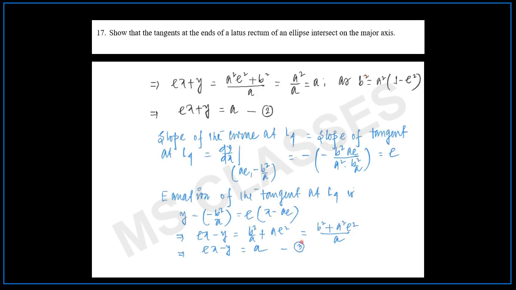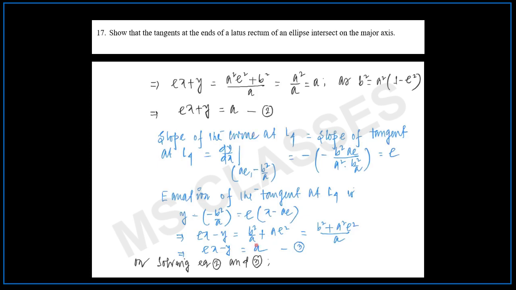Now solving equation 2 and 3. On solving equation 2 and 3, this is basically we are adding here equation 2 and 3.